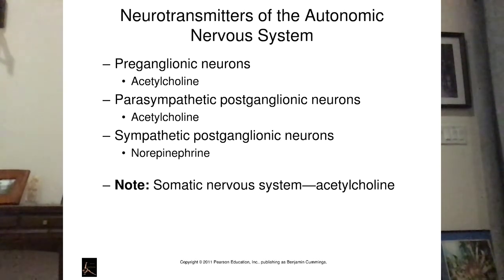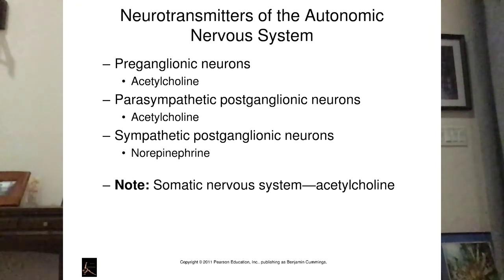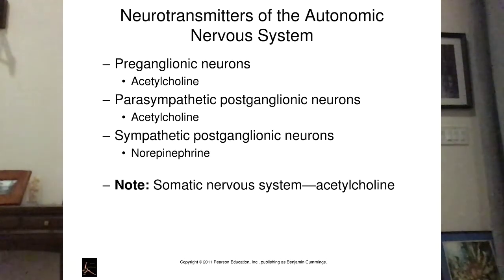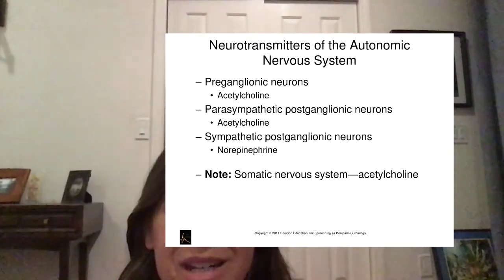But then at the postganglionic neurons, you can get a different neurotransmitter depending on whether you're in the parasympathetic or the sympathetic division. So parasympathetic postganglionic neurons release acetylcholine also. So the whole pathway in parasympathetic is acetylcholine. But if we're in the sympathetic division, then they release norepinephrine, NE. Okay, norepinephrine. And just a note, we saw in the somatic nervous system, the voluntary system, when we stimulate voluntary movements of our skeletal muscle, that's also acetylcholine.